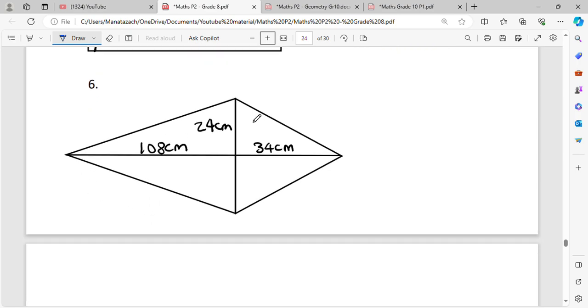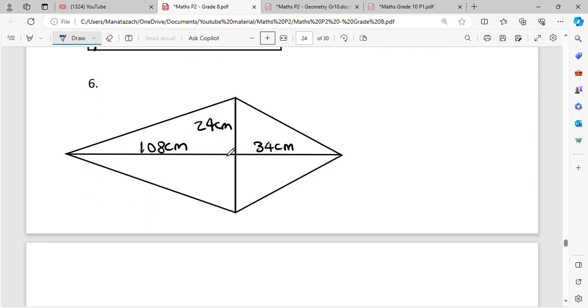Then let's go to question 6, which is a kite. A kite has diagonal lines interfacing at 90 degrees. So for the area of a kite, if we say this length here is h, and then this one is a base, our base is going to be a sum of 108 and 34, which will give us 142 centimeters.